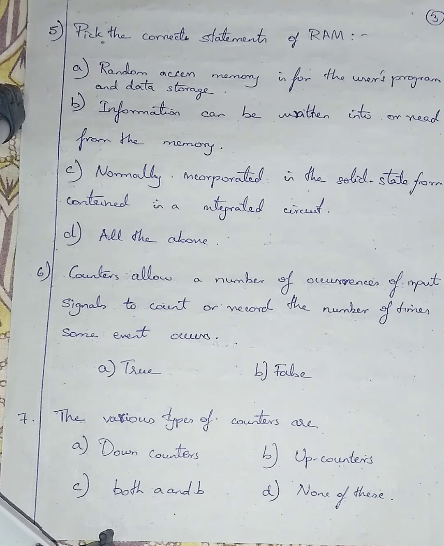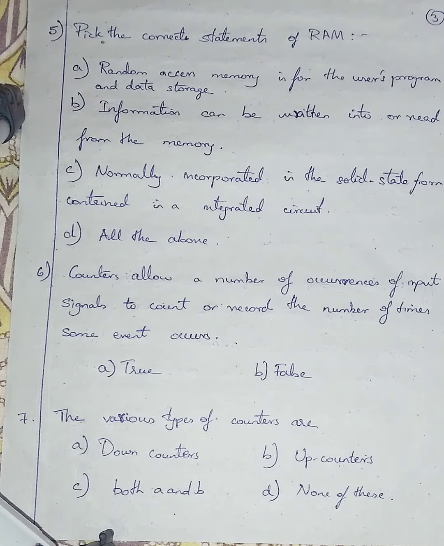RAM means random access memory. Random access memory is used for the user's program and data storage. RAM is used for storing a program, and it is the user's program only. The user's program is kept in data storage, so it is used for the data storage function.